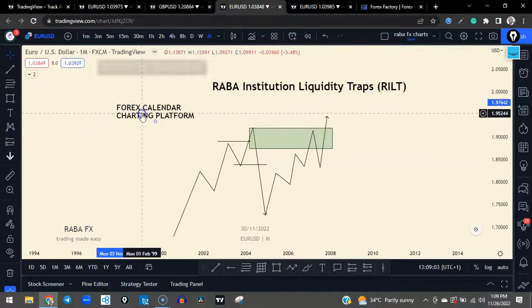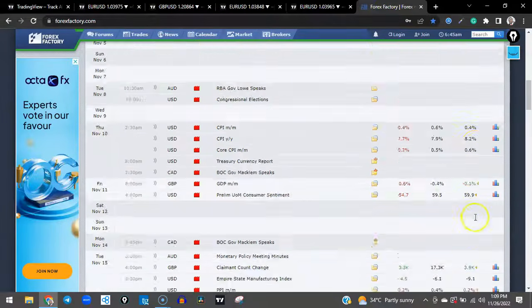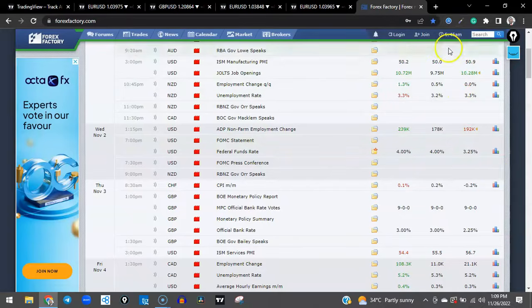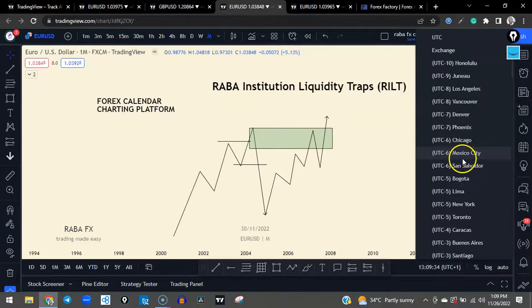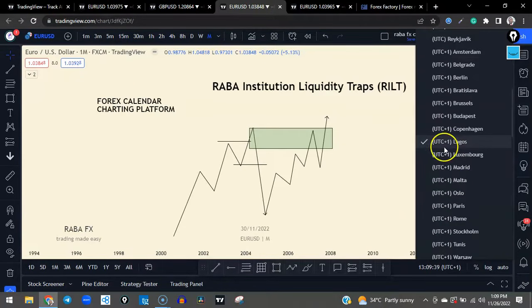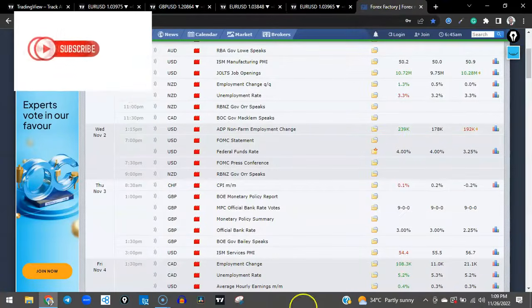Now, before you continue, you need to make sure that these settings are done well. You go to your Forex Factory. Your time zone must be the same time zone that you are in, and your charting software, which is TradingView, should correspond with that time. In this case, I live in Nigeria, so right now I have to change this to Lagos, +1 Lagos, so that the time will be the same. The time of news releases will be the same. Now, this strategy is not about you trading the news.